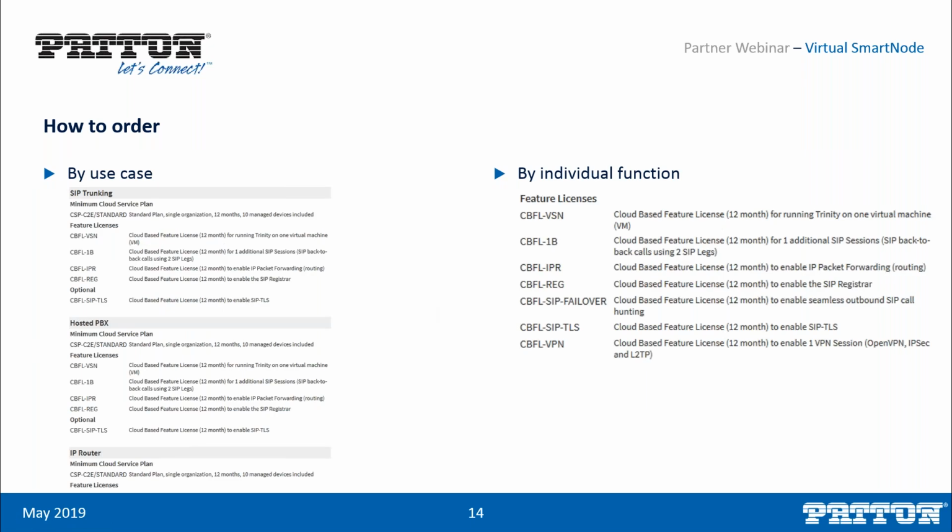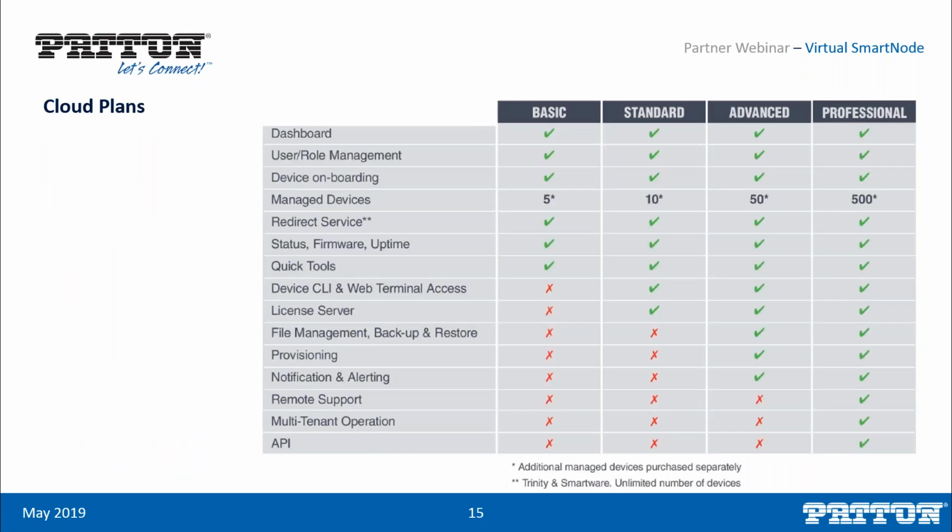How to order it, there are different sets of SKUs that you can choose from, and we've grouped them in a way that you can select them on a use case basis. For instance, if you want to do an ESBC using the virtual SmartNode for a SIP trunking use case, you could just go to that category there, and you will see the licenses being required for that, and in that way you can place the order. Again, to highlight the cloud plans that we have there, the cloud necessary to operate the virtual SmartNodes.